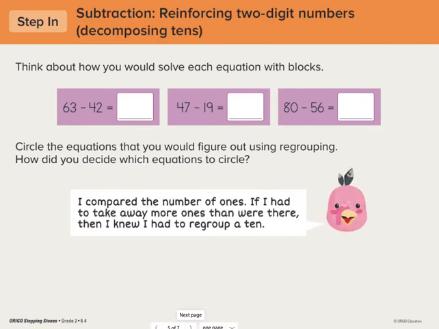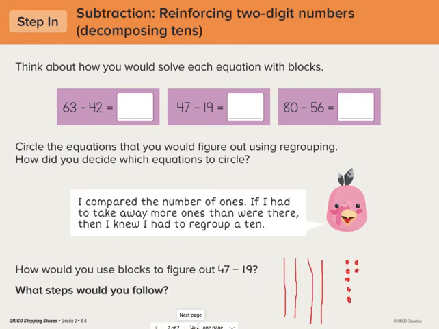How did you decide which equations to circle? I compared the number of ones. If I had to take away more ones than there were, then I knew I had to regroup a 10, which is exactly what we did, right? We decided in the second equation right here that we did not have enough ones to take away 9. So we're going to have to trade one of our 10s in for some ones blocks. How would you use blocks to figure out 47 take away 19? What steps would you follow?